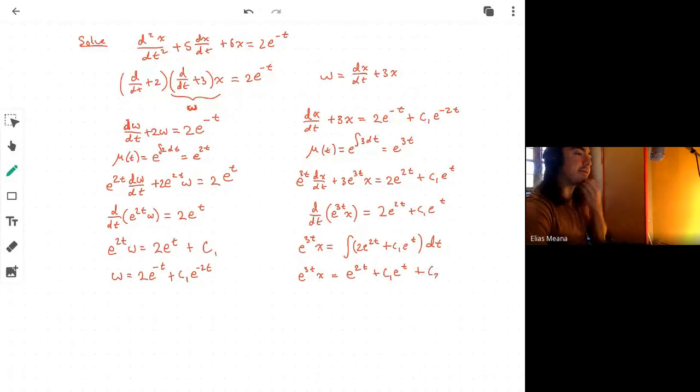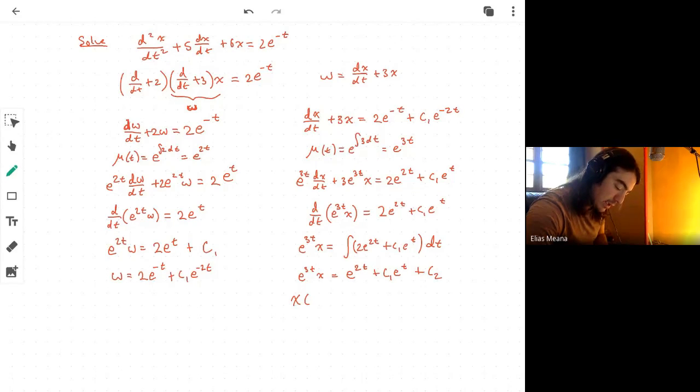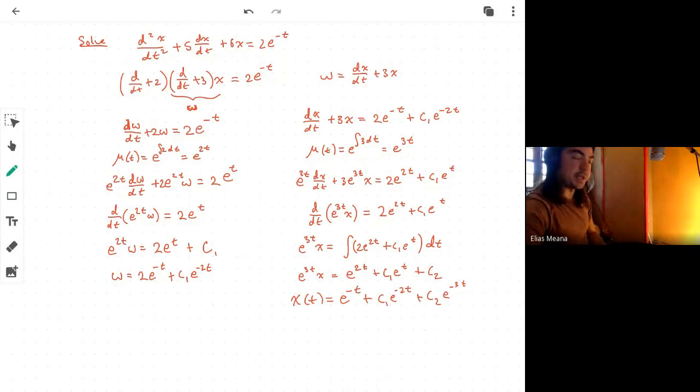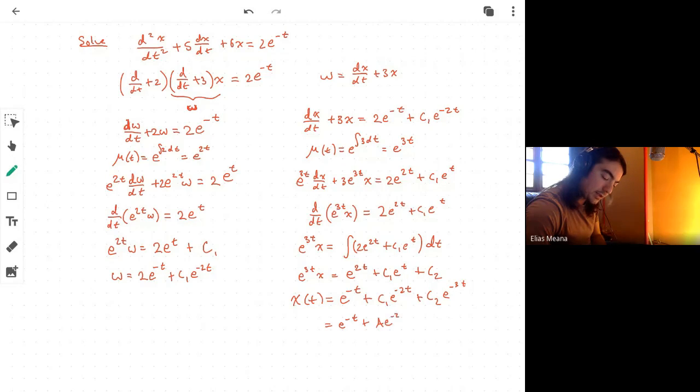All right. And then dividing through by e to the 3t gives us x of t equals e to the minus t plus c1 e to the minus 2t plus c2 e to the minus 3t. If you guys are more comfortable seeing a and b, that's totally fine. We can write this as e to the minus t plus a e to the minus 2t plus b e to the minus 3t. Okay? That's our solution. So we're done.